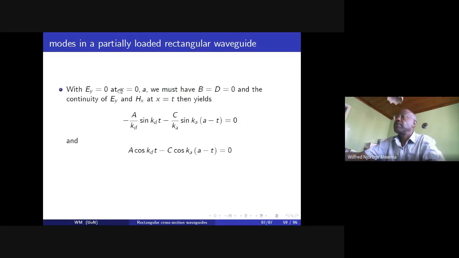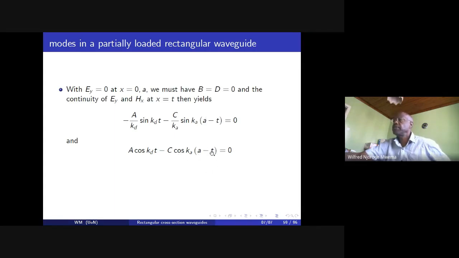So since Ey is equal to 0 at x equal to 0, where we have a perfectly conducting surface, and at a, that is the far end wall, then we must have that B and D must all be equal to 0, and the continuity of Ey and Hx at x equal to t will then yield the following equations: minus A by kd sine kd t minus C by ka sine ka (a minus t) is equal to 0, and A cos kd t minus C cos ka (a minus t) equal to 0. Remember, t is not time, but it's the thickness of our dielectric.